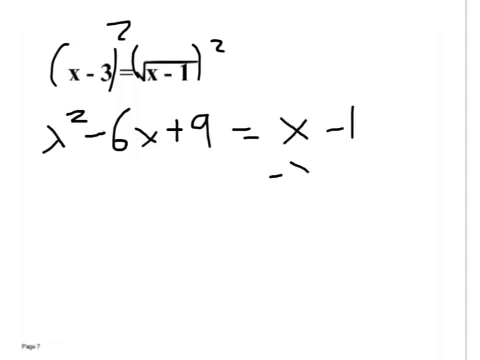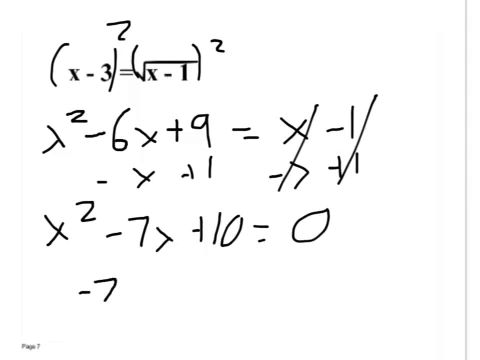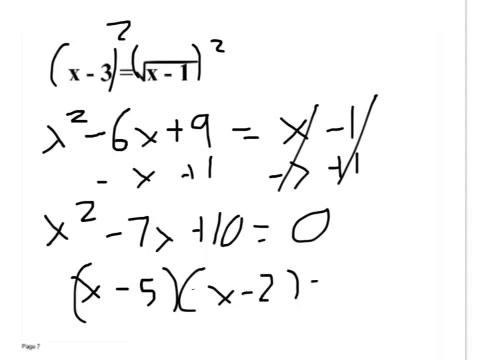Again, we want to get 0 on one side, so we subtract x and we add 1. That would give me x squared minus 7x plus 10 equals 0. Now I can factor. What adds to give me negative 7, multiplies to give me 10? C is positive, so both numbers have to be the same sign. But B, negative 7, is negative, so they both have to be negative. Negative 5, negative 2. So I just do x minus 5 and x minus 2 equals 0.